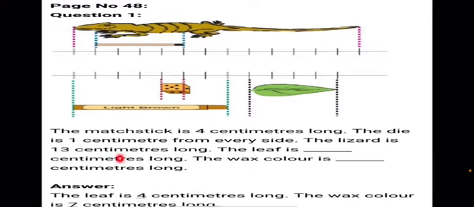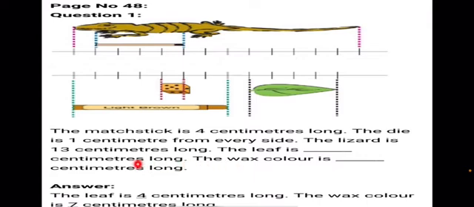The lizard is 13 centimeters long. You can see this is a lizard. It starts from here and ends over here. So 1, 2, 3, 4, 5, 6, 7, 8, 9, 10, 11, 12 and 13. So it is 13 centimeters long.